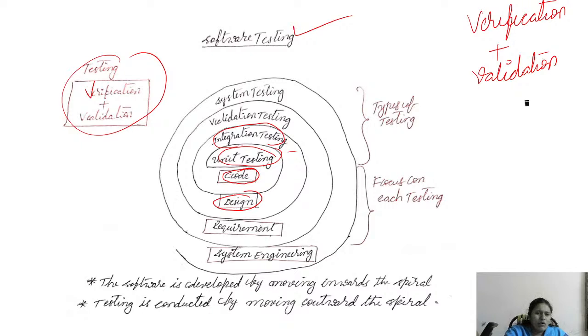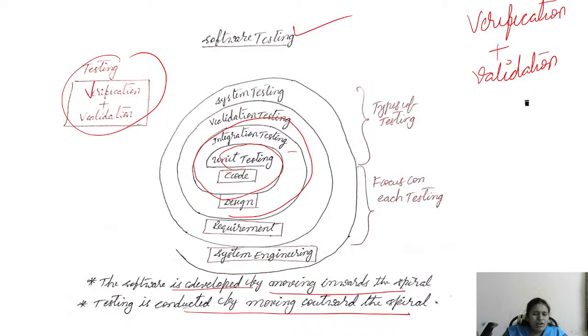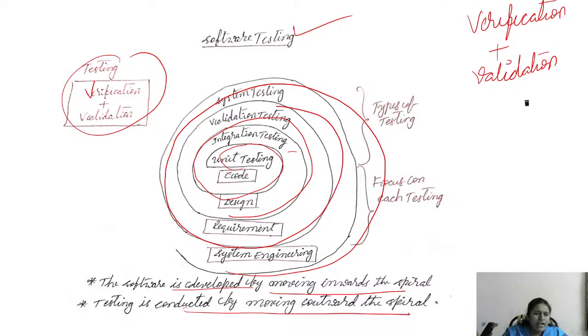One important point here, please try to understand this. While doing testing, we are going outwards of the circle. While developing, testing is conducted by moving outward of the spiral. The software is developed by moving inwards of the spiral. This is software development, like this. Testing is outward of the spiral.